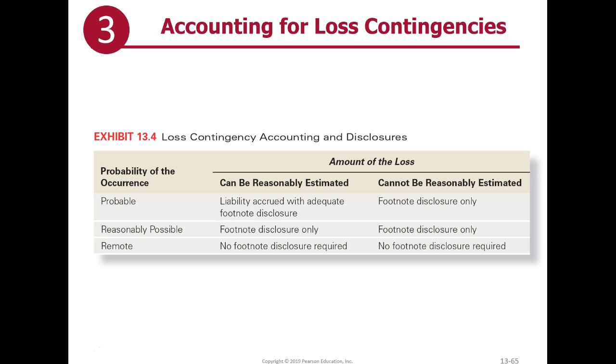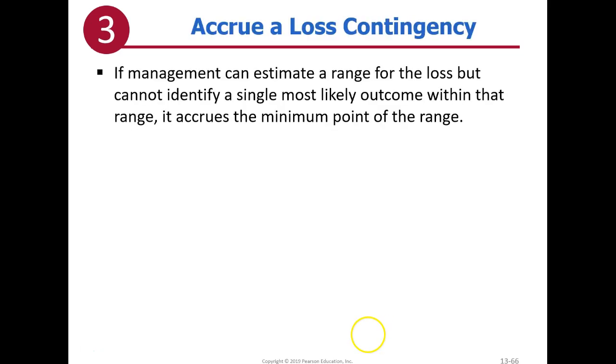No disclosure, no entry. Let's assume that there's a range of the loss. Let's say between $100 and $500 million. Well, what are we going to do with that? If we can't identify a single most likely outcome, US GAAP says, let's use the minimum point of the range, but we're going to disclose the full range in the footnotes. Now that's different from IFRS. IFRS actually has you use the midpoint of the range.